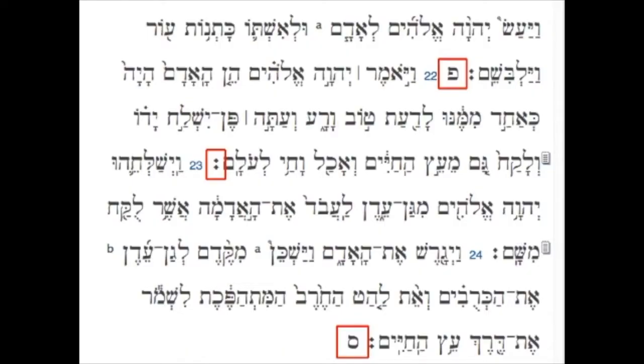Here are examples you see at the end of each verse, the sof pasuk. Here's an example of a petucha and a setuma, and it's marking off a section. So this is giving you a clue as to how the Masoretes divided up the text. They would not, of course, have had verse numbers in the Middle Ages.